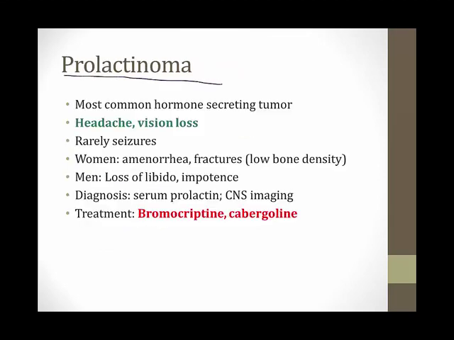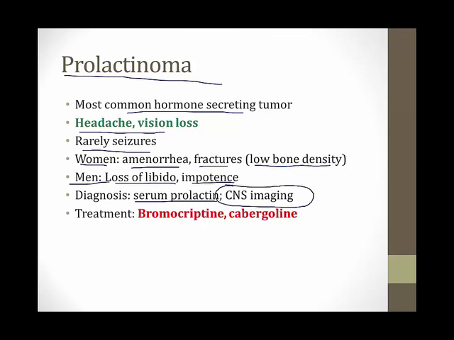Here's a summary of prolactinomas highlighting some of the points I made on the last few slides. It's the most common hormone-secreting tumor of the pituitary gland. It results in headache and visual loss. Rarely it can cause seizures. In women, it can cause amenorrhea. It also sometimes causes fractures. This is from low bone density, from low levels of estrogen. In men, it can cause loss of libido and impotence. The diagnosis is made by measuring the serum prolactin level and then doing CNS imaging to identify the tumor. And you can treat it with those dopamine agonists we discussed, like bromocriptine and cabergoline. These will shrink the size of the prolactinoma.